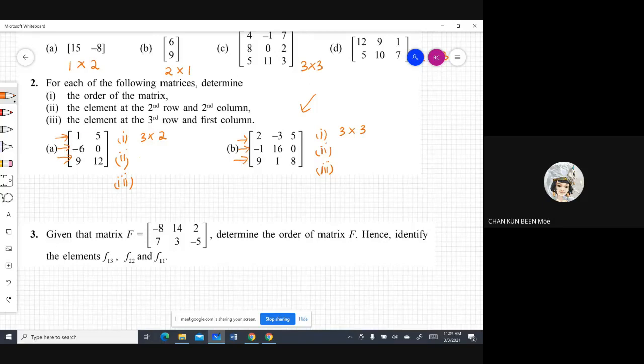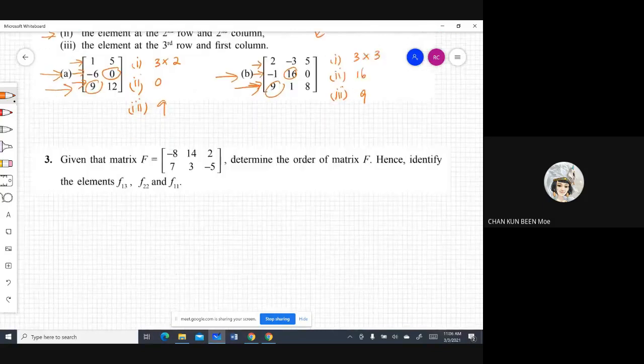Okay, for question number 2, this one, the element at the second row and second column. So second row here, second column here, the element is 0. Whereas for this one, second row, second column, 16 is the answer. Okay, and then for the next one, the element at the third row and first column. So this is third row, first column, the answer is 9.